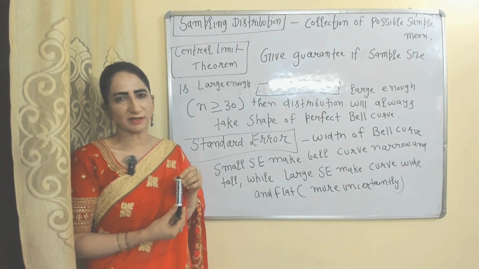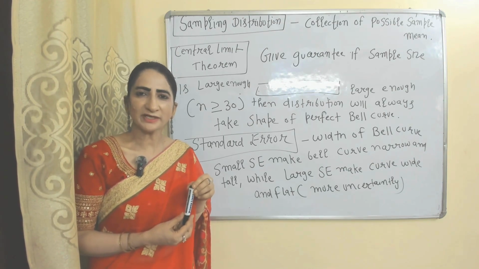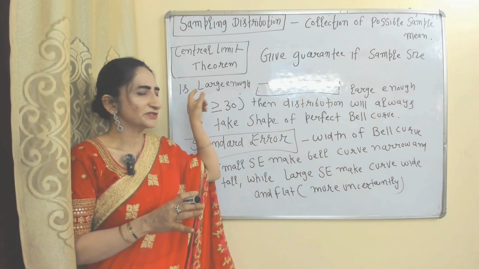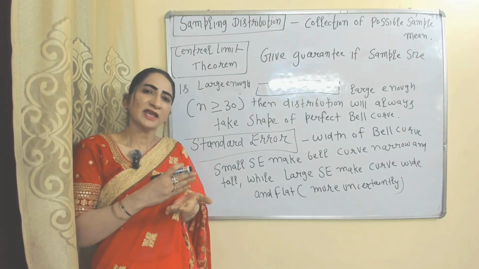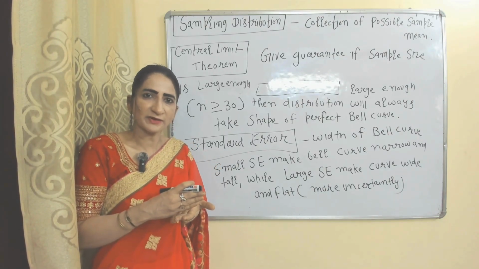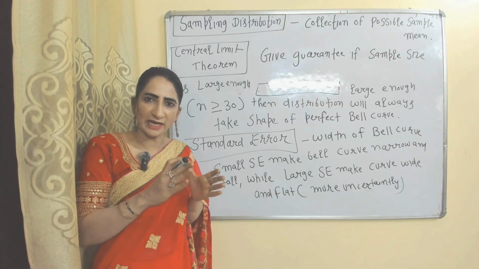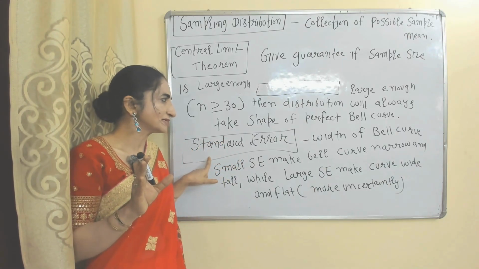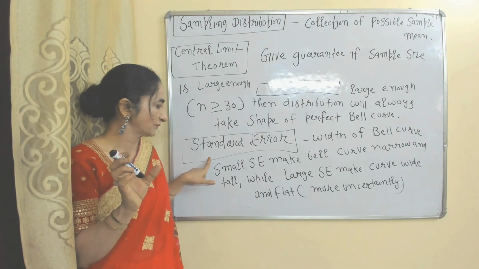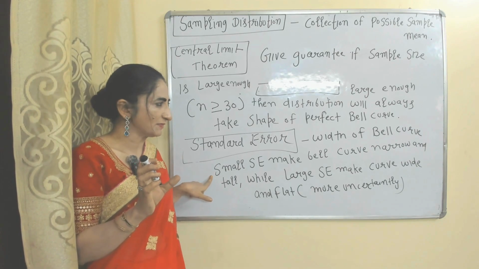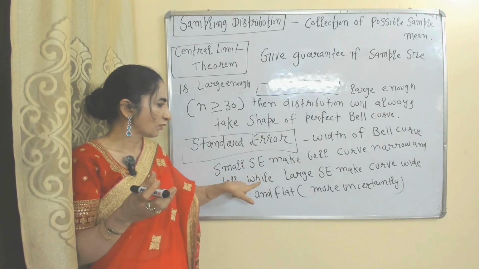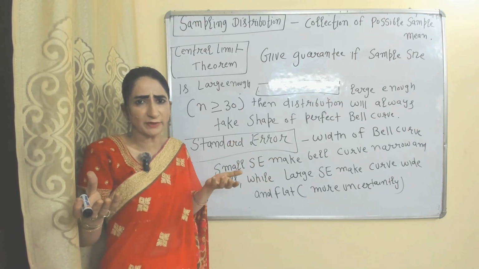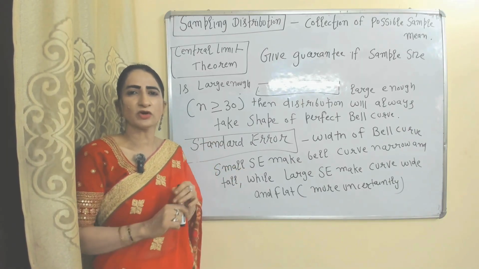Now let's see a summary of today's video. Sampling distribution is a collection of possible sample means. Central limit theorem gives a guarantee that if sample size is large enough, then the sampling distribution always has a perfect bell-shaped curve or normal distribution. Standard error decides the width of the bell-shaped curve. Small standard error makes the bell-shaped curve narrow and tall, while large standard error makes the curve wide and flat, which obviously produces more uncertainty. This is all about today's video.